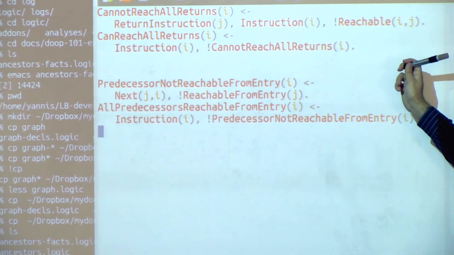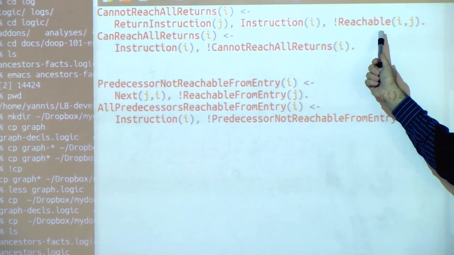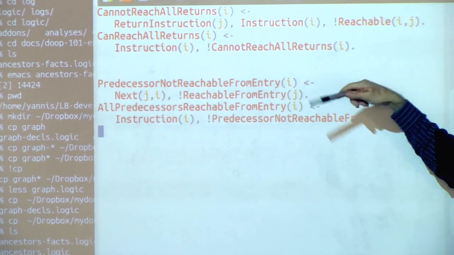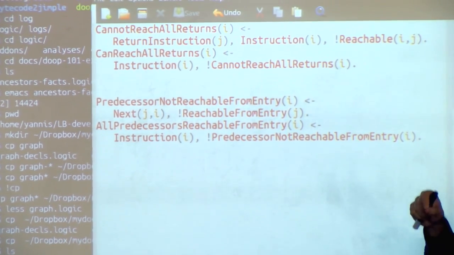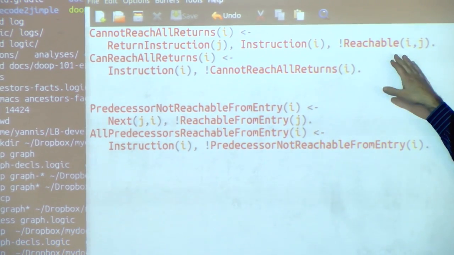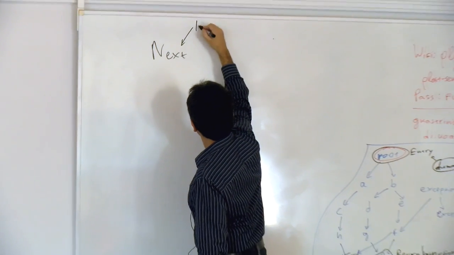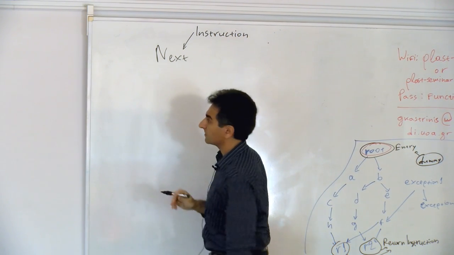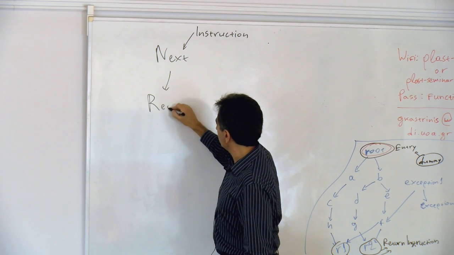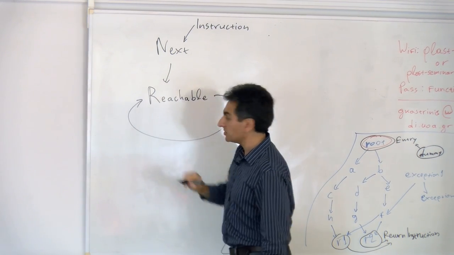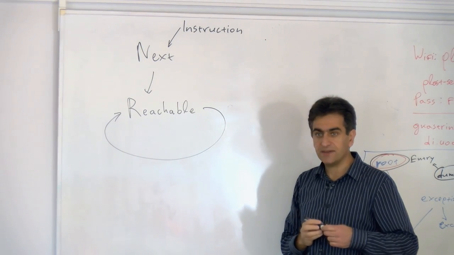Here we used readable that we defined earlier. Inside the Datalog engine, the reason that we were able to use negation is that this negation is stratified. So it's just syntactic sugar for something that we could do without negation. If we look at the whole flow, our rules go like this. We have concepts like next, and these depend on instruction. And next is used to define readable. And readable is recursive, so it depends on itself because it has a transitive closure in its definition.